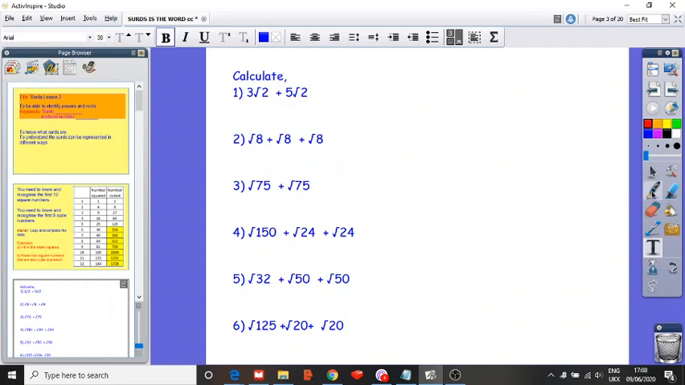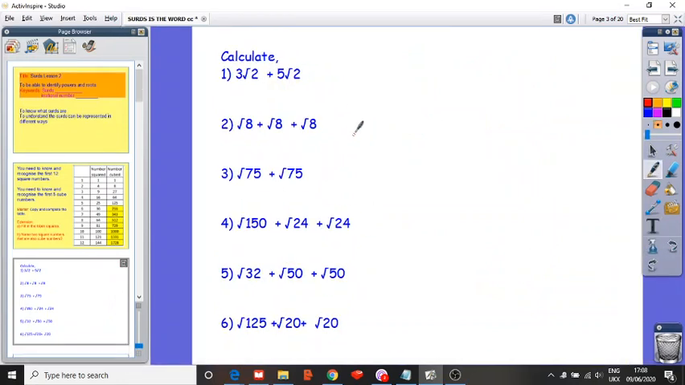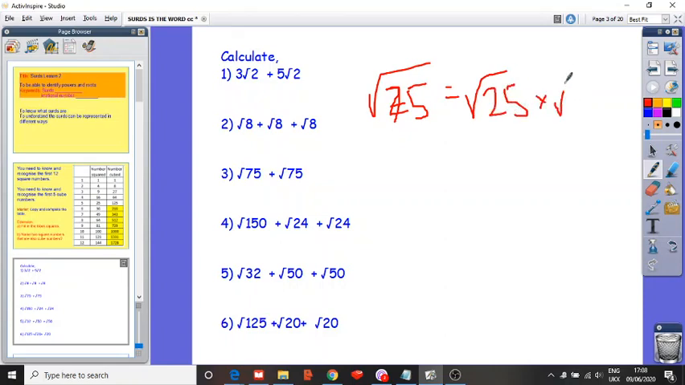Right, square root of 75 plus square root of 75. Same rules apply. Let's simplify it first. So is there a square number that goes into the square root of 75? Now, 25 is a square number and it goes into it. So it's going to be square root of 25 times the square root of 3. So this is going to be 5 root 3.